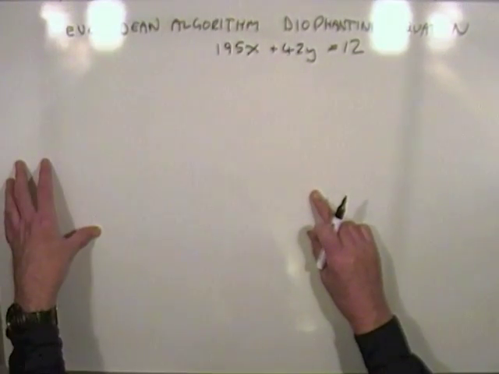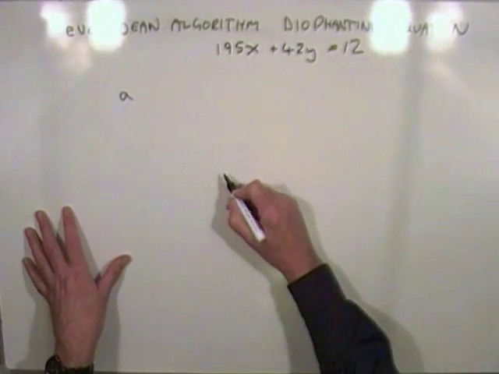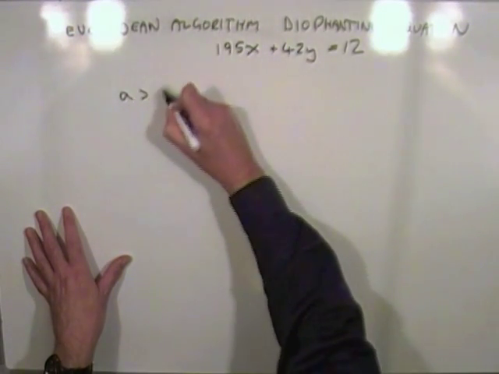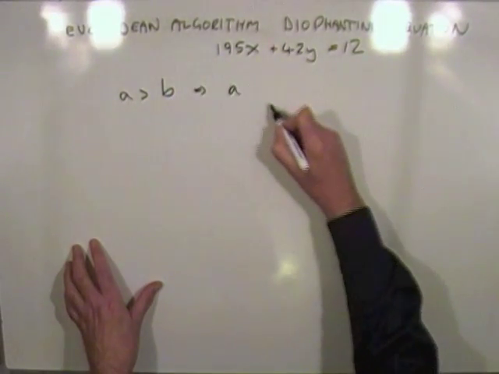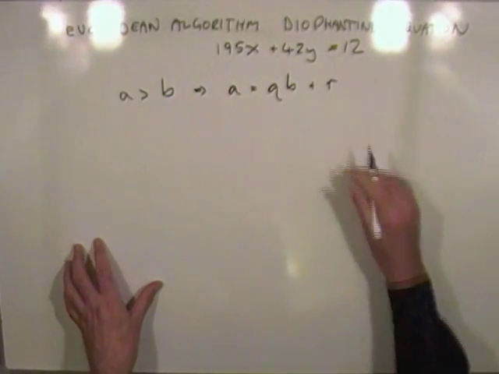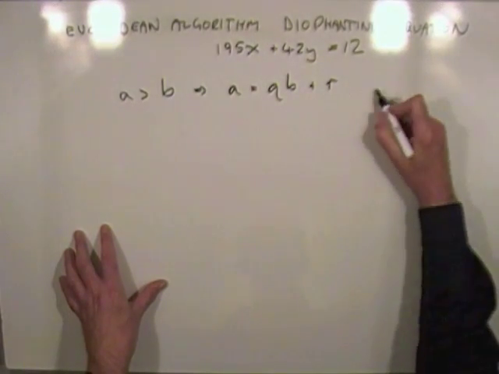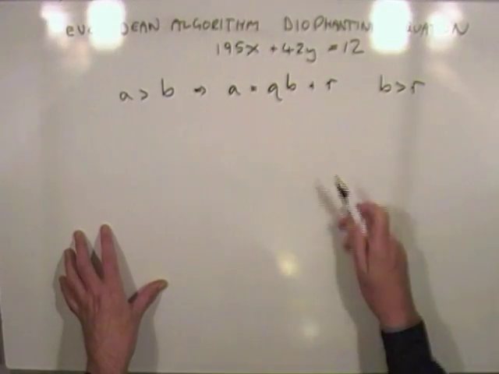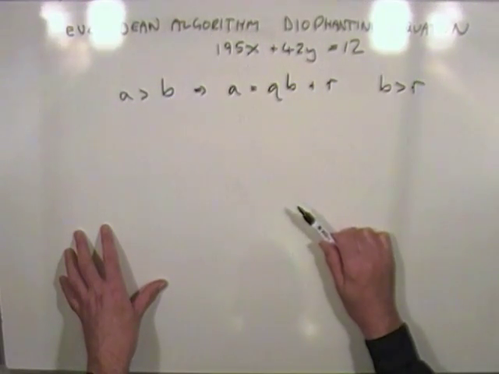And the way the Euclidean algorithm works is just from the basic division principle, which is this. If you've got two numbers a and b, where a is greater than b, then a can be expressed as some multiple of b with some remainder left over, where, significantly, this remainder must be less than b. In other words, b must be greater than r. Those aren't just random letters. Q is for quotient, the number of times it divides in, r is for the remainder.